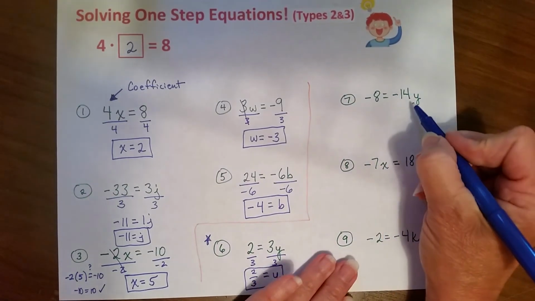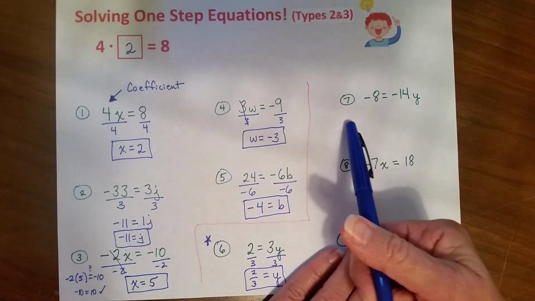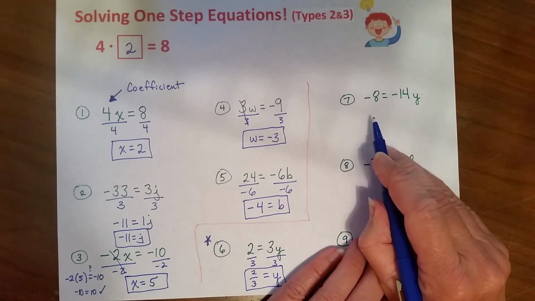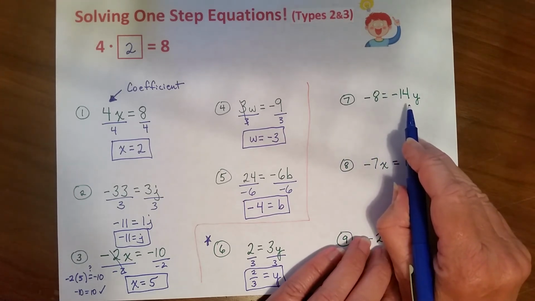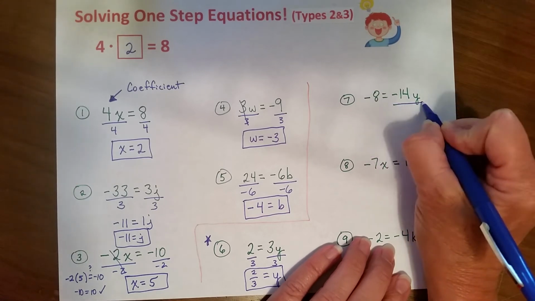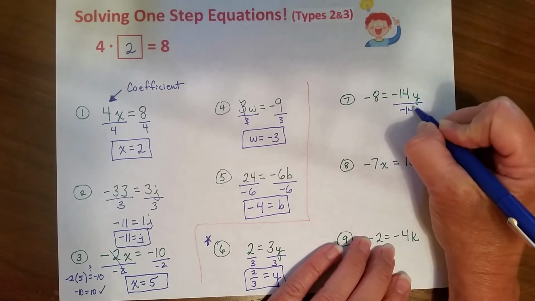Over here. Now take a look at this. Decide first, are we going to divide both sides by -8, or are we going to divide both sides by -14? Okay, if you said -14, you're correct. We divide by the coefficient of the variable. So we divide by -14.